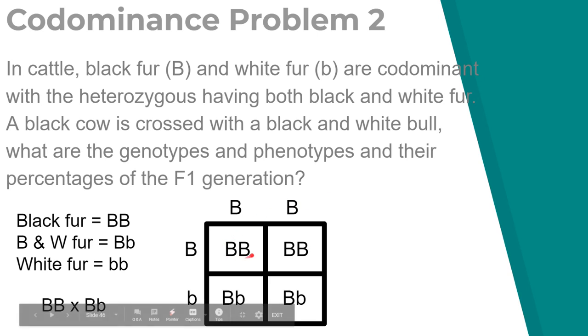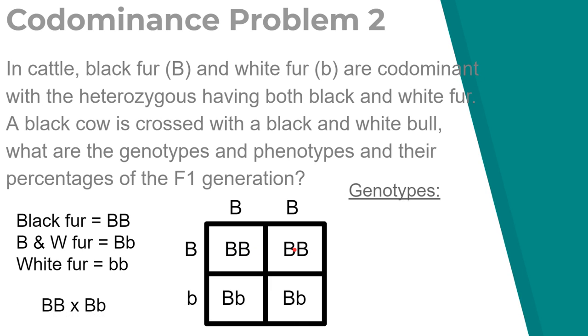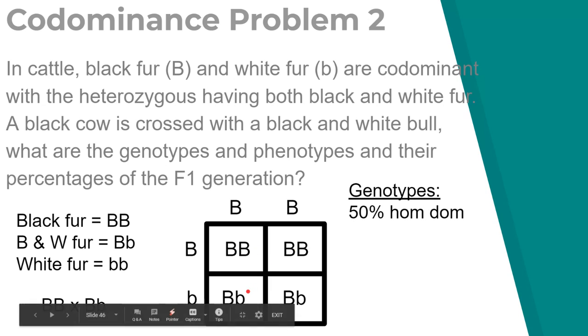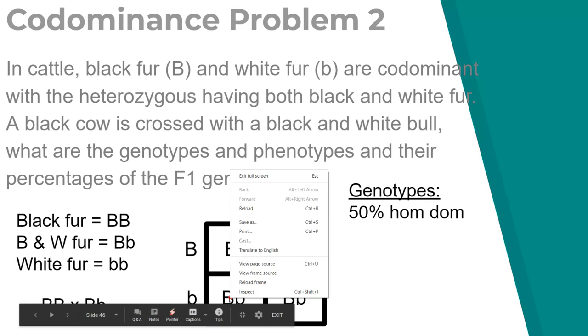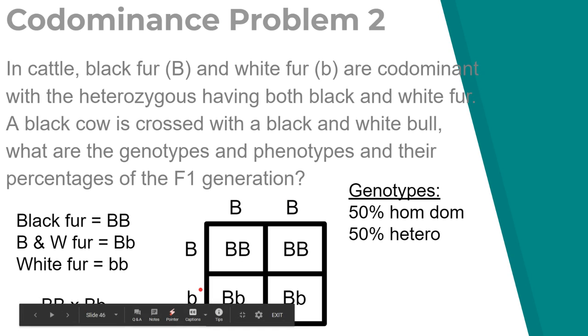So we have a big B here, that's homozygous dominant. Another homozygous dominant here. We have a heterozygous, big B, little b here, and another heterozygous here. So we have 2 out of the 4 being homozygous dominant, which means that's 50% homozygous dominant. And the other 2 of the 4 are heterozygous, which gives us a 50% chance of being heterozygous.